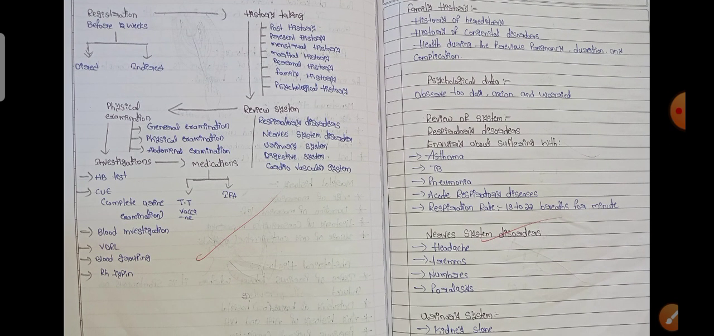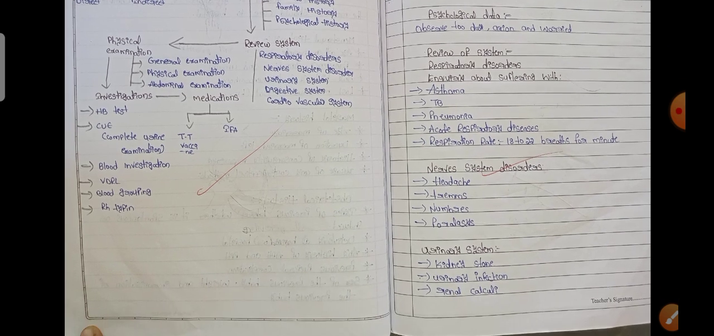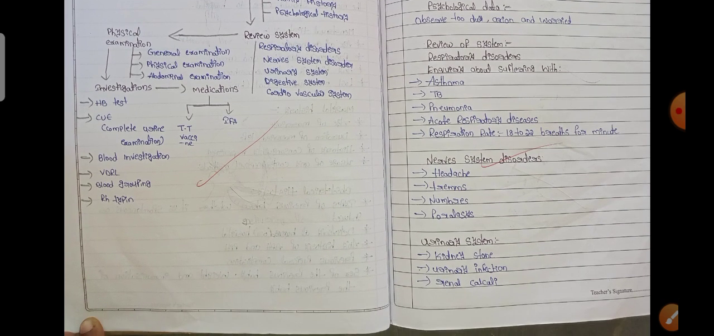Family history, psychological data, review of systems. Nervous system disorders, urinary system disorders. To find out the disorders, we have to go for the review of systems.